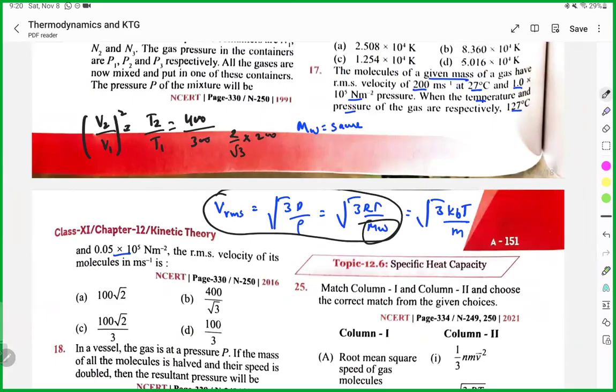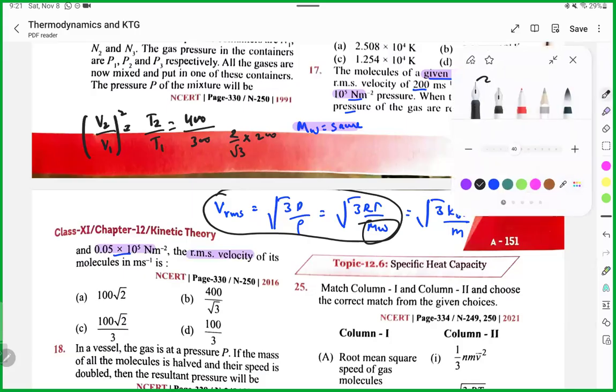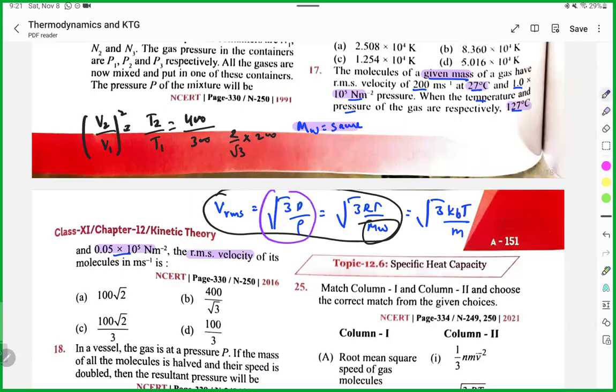Was it really difficult? What you are supposed to do? That's why I'm not expecting you to solve the question. Understand the question. Given mass, so molar mass is fixed. Have RMS speed, given value, given temperature, given pressure. What should be the RMS value if the next temperature is this and the next pressure is this? Now it's your choice. You can take the criteria of pressure and still get the same answer, or the criteria of temperature, still the same answer. It's your choice.